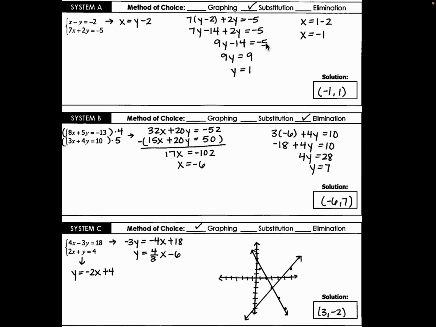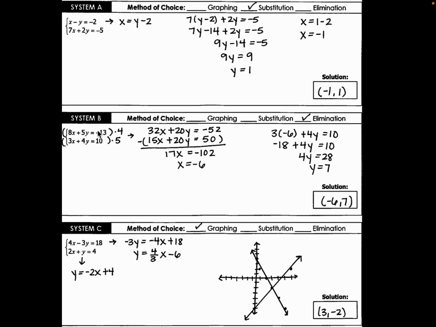Move this negative 14 to the other side. It becomes a positive, so we have 9y equals 9, and we divide both sides by 9 and get y equals 1. Now that we know our y value, we can easily plug that back in right here, and we end up with x equals 1 minus 2, which means x is equal to negative 1. Substitution. The next method we're going to do is elimination.